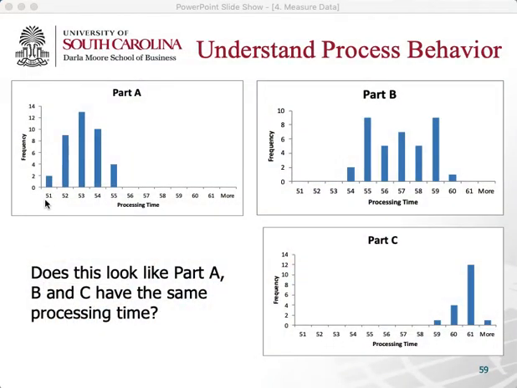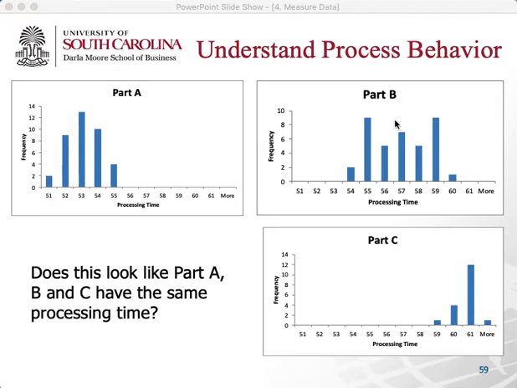So what do you think? Does that look like these parts have the same processing time or not? Shout the answer very, very loud. No! You can see that part type A has a distribution that, does that look normal? It does, right? Normal-ish or something like that, right? Around 53, so pretty concentrated here.